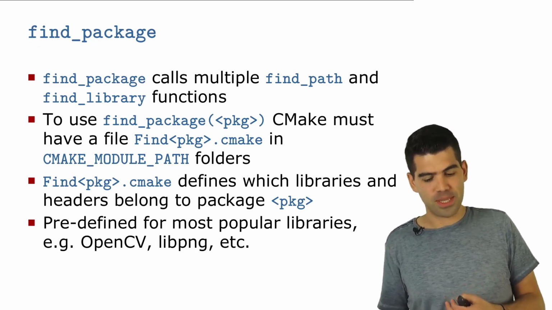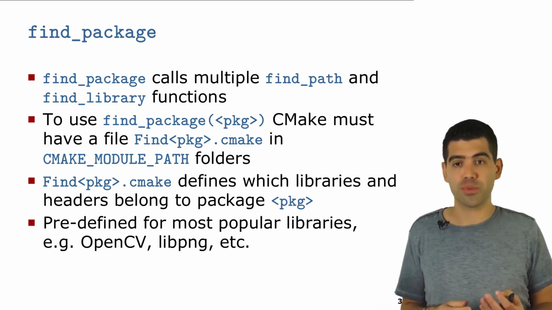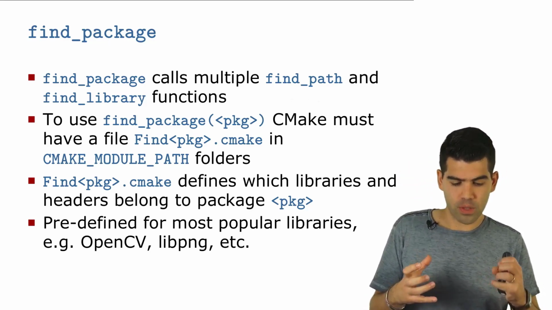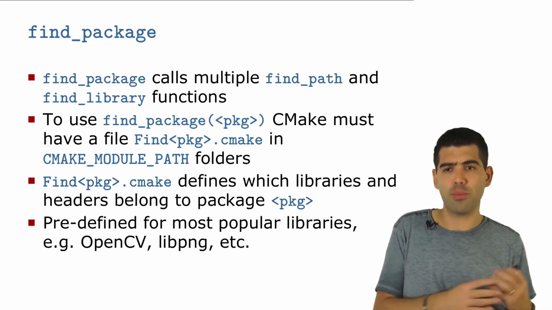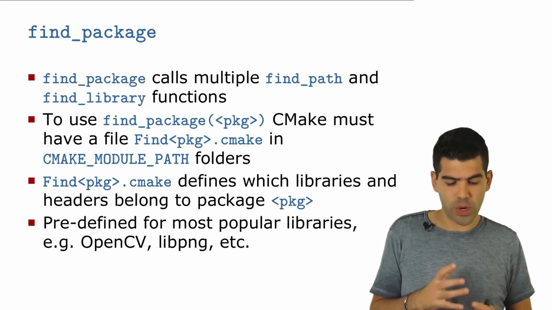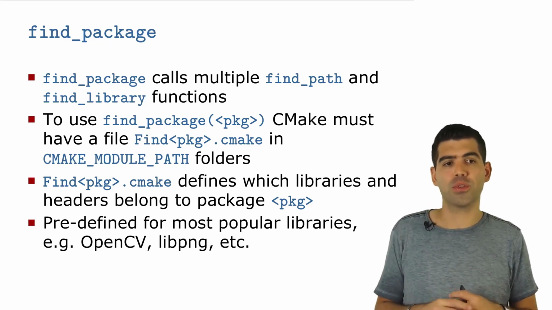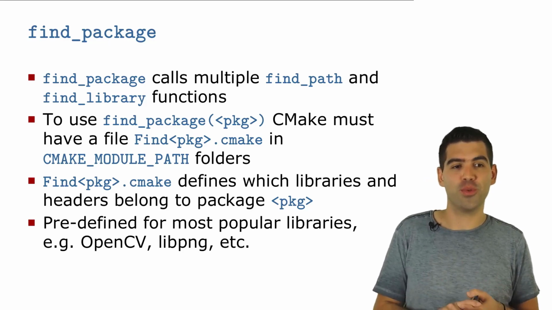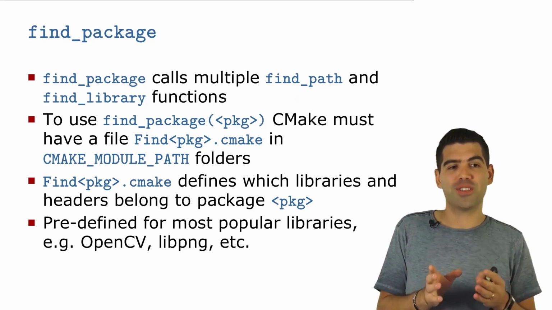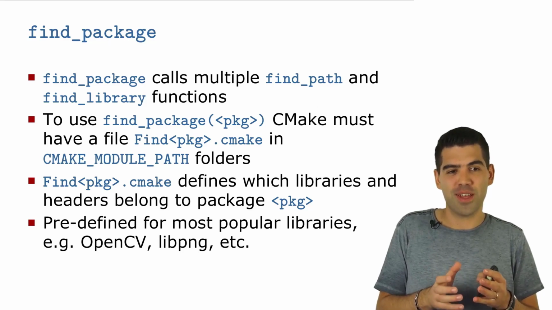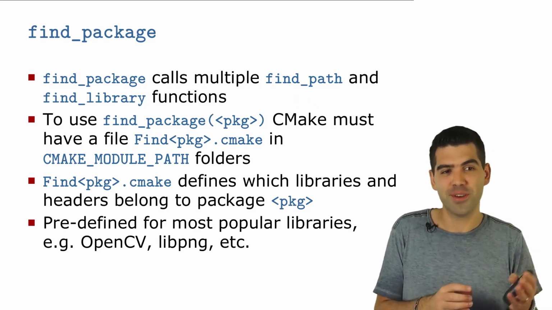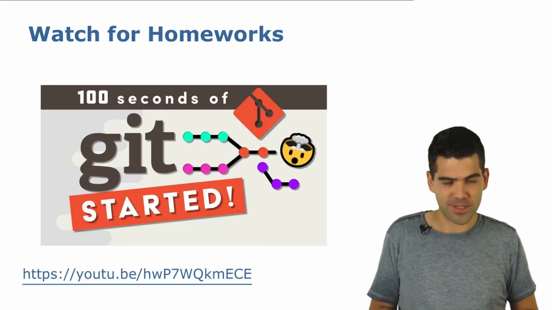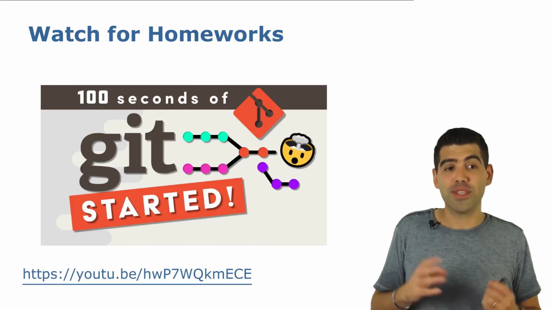Find package is probably the command you will use if you need, for example, to use some third-party library like OpenCV. In this case, we are not going to see right away how to use third-party libraries, because for the first three or four lectures you're not going to need it, and also not for the homework. But this slide is for future reference for you when you need to find packages for OpenCV and other libraries. For the homework, I highly recommend this video on YouTube.